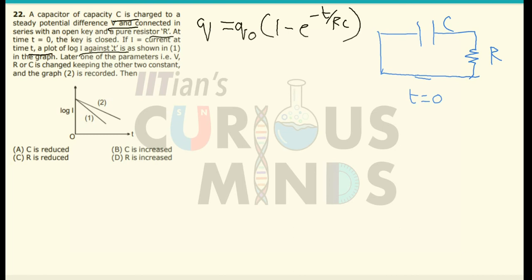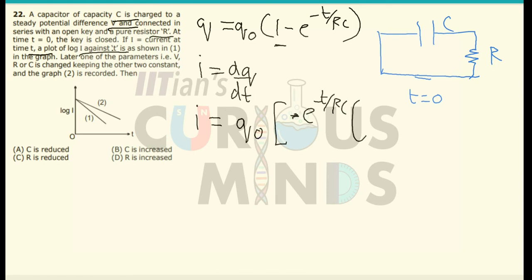If I want to find out the current, the current over here will be equal to dQ/dt. The variation of the current with time is found by differentiating this expression, so it will be Q0 into, the differentiation of 1 is 0, minus e^(-t/RC) into minus 1/RC. This will be the total current in the circuit.